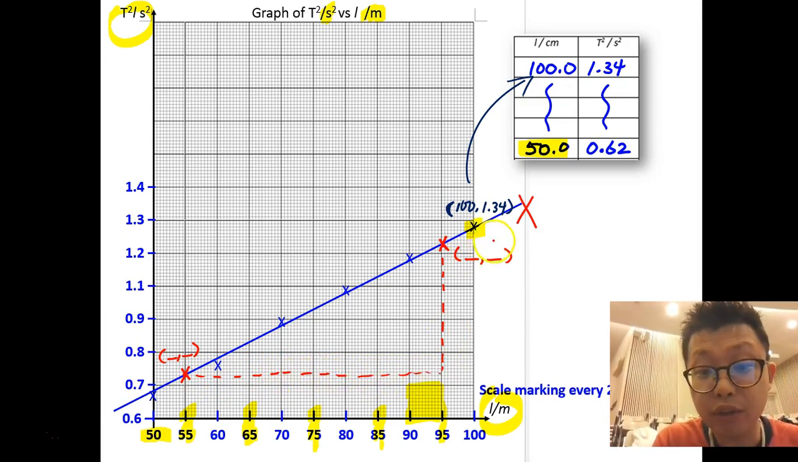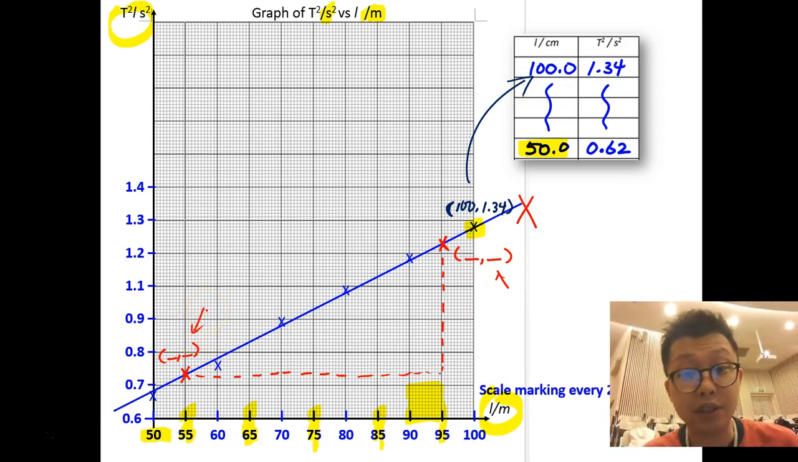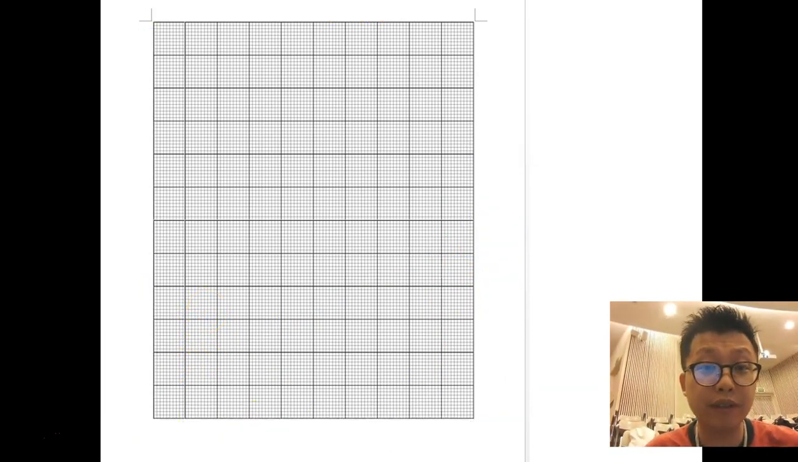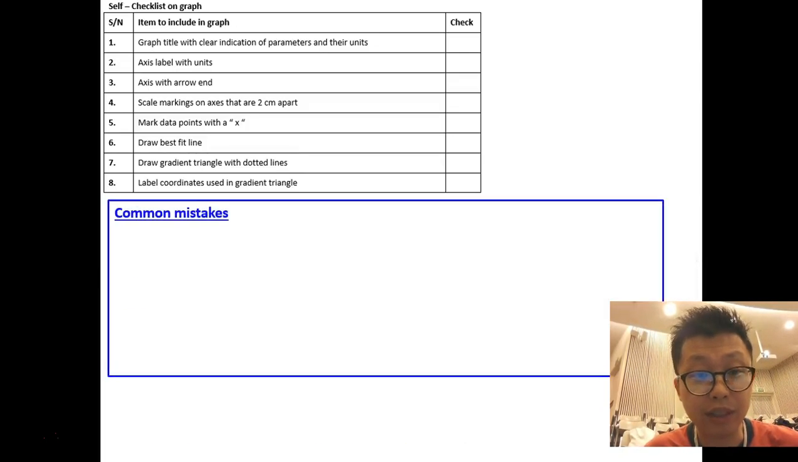Okay, and then you can use this value here and this value here for your subsequent calculation. Okay, so that is for your graph. So I'm going to skip this part because we have gone through this in class.